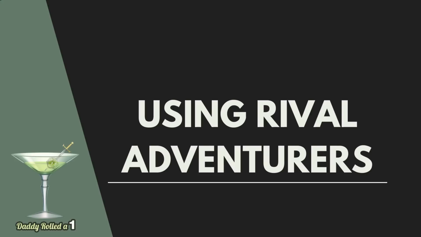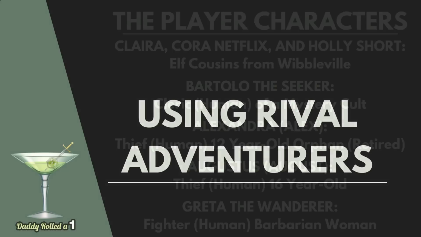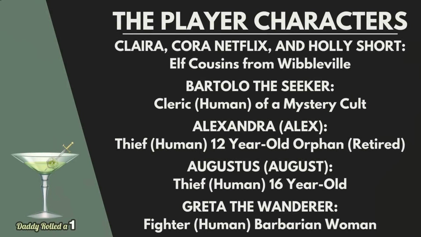So as a reminder, these are the player characters. I had 3 elves, I had a fighter, I had a cleric, and there was a thief. And so in the rival adventuring group, I had a fighter who was the leader, and I had a rival cleric of a rival religion. And then I had 3 dark elves. And then I had, instead of a thief, I had an assassin.